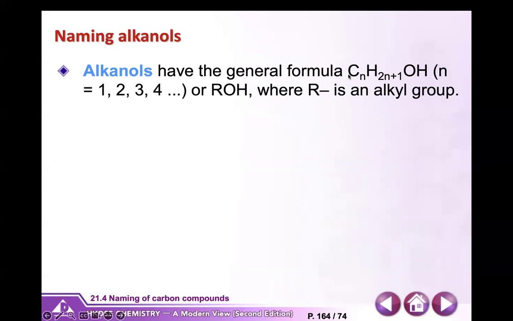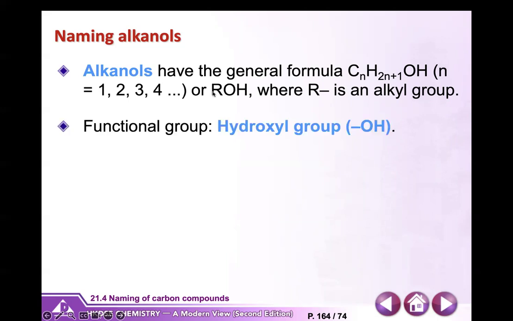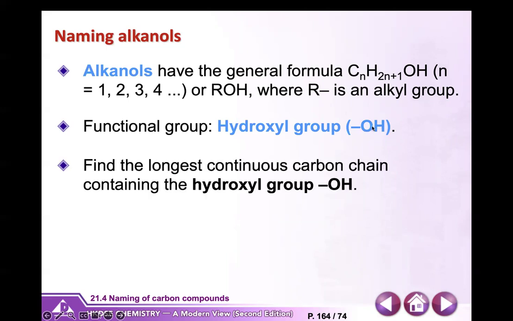Alkanols have the general formula CnH2n+1OH, or simply ROH, where R is the alkyl group, that is, the hydrocarbon part only. The functional group present is the hydroxyl group, the OH group. The name of the functional group is hydroxyl group, while the writing should be hyphen OH.